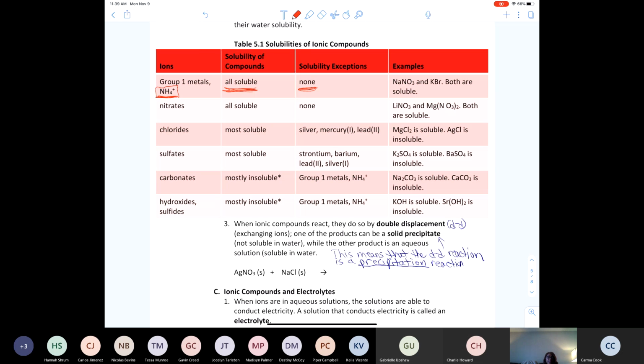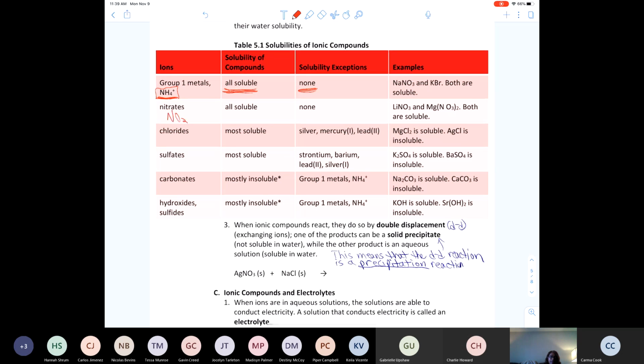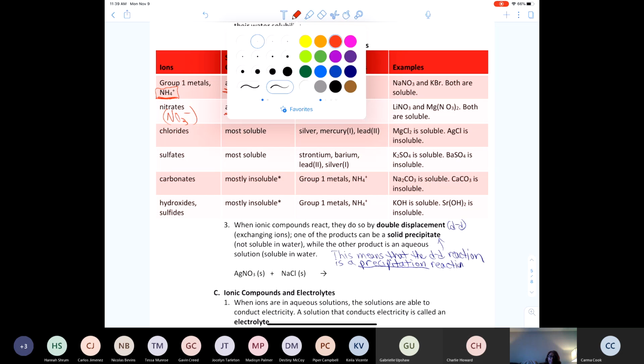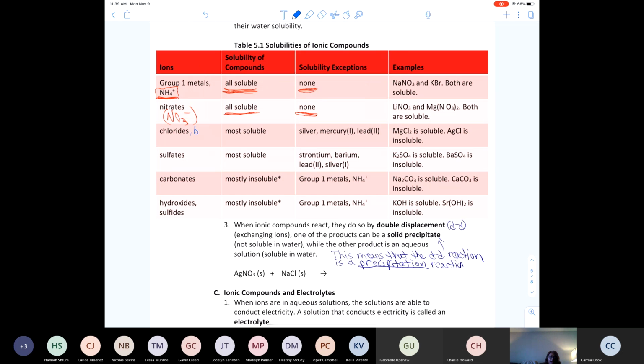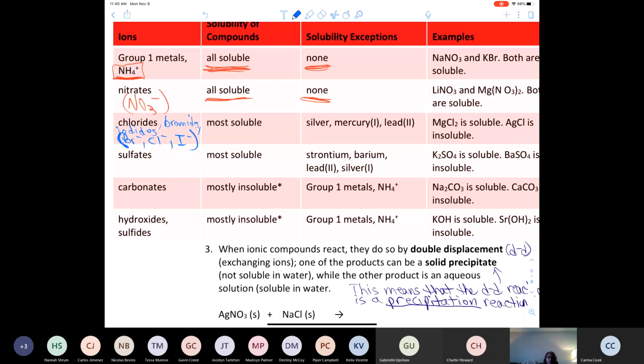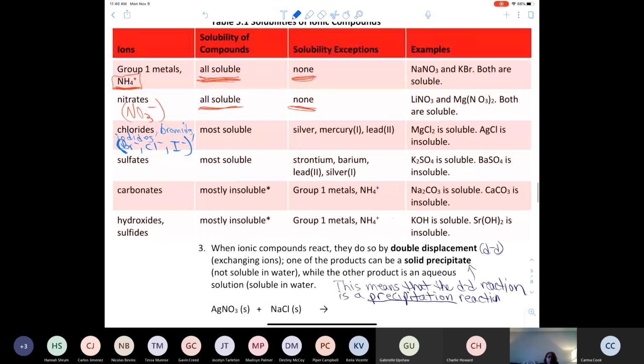If the ionic compound contains a nitrate polyatomic ion, then it will be soluble in water, no exceptions. So like lithium nitrate or magnesium nitrate, those are soluble. And the next category are chlorides, and we can also add bromides and iodides to this list. Those are your bromide, chloride, and iodide ions. Most of them are soluble.